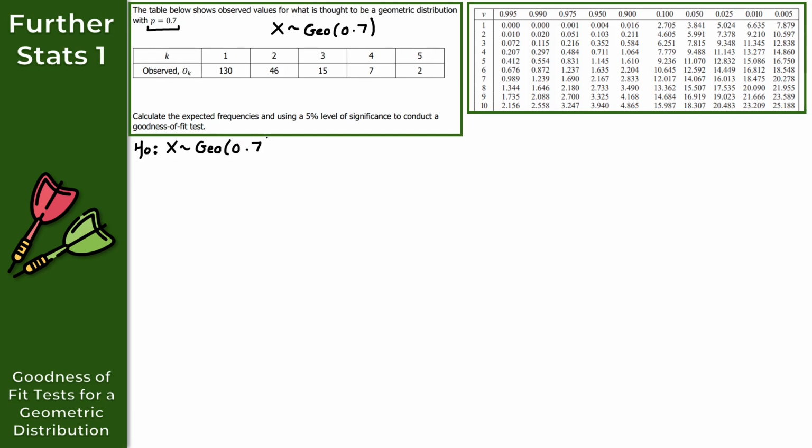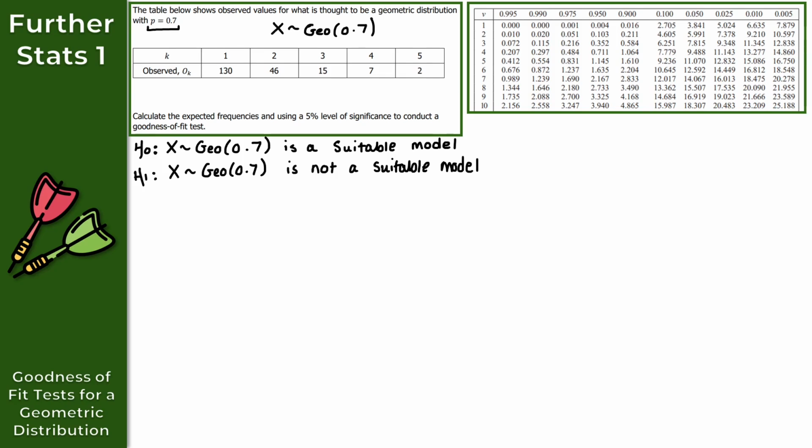So X following a geometric distribution with parameter 0.7 here is a suitable model. And then for H1, we're basically saying the opposite. So H1, we are saying that X following a geometric distribution with parameter of 0.7 is not a suitable model. So that gives us our hypotheses there.